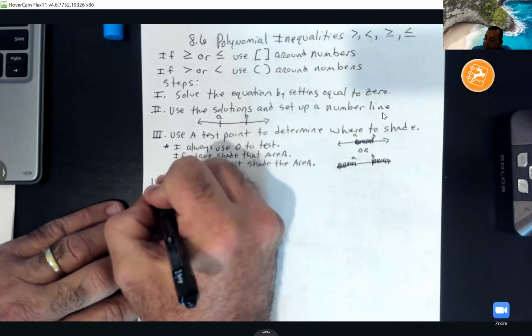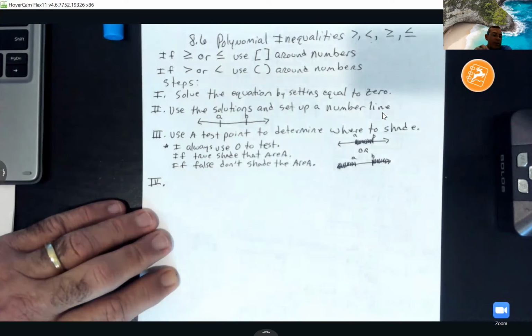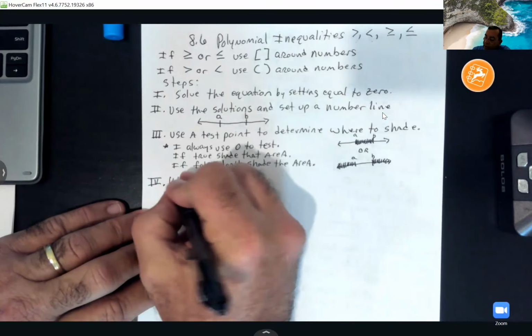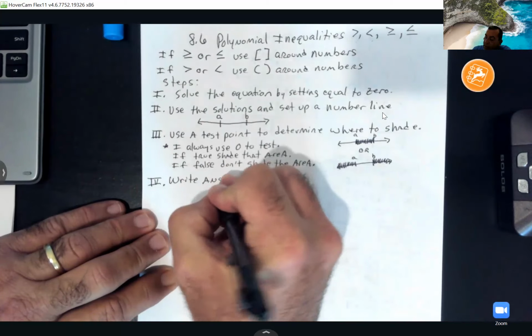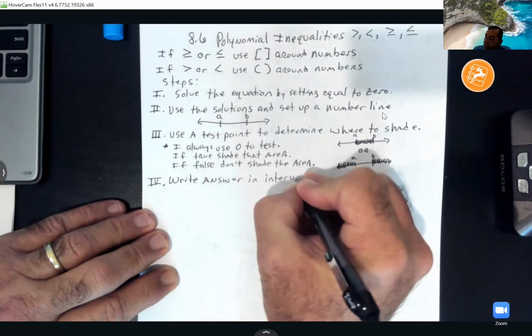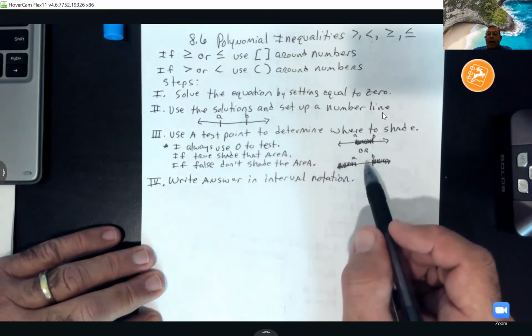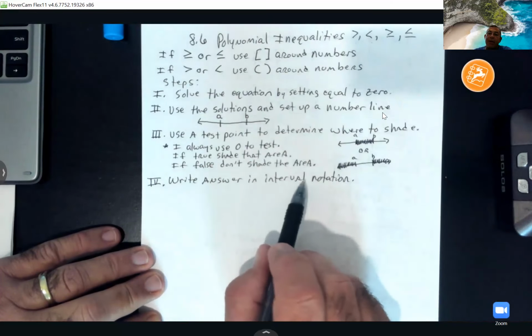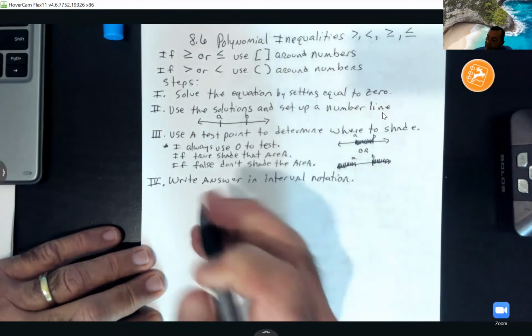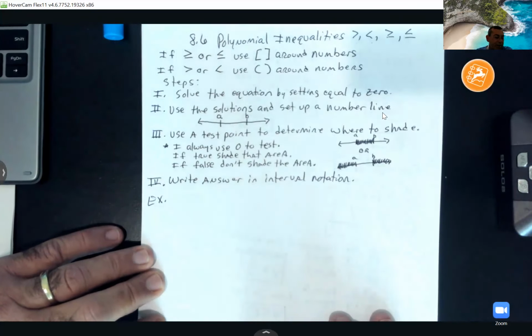All righty. Once we figure out where we're going to shade, we're then going to write the answer in interval notation. Watch, I'm going to do my number line with the brackets or parentheses, just like my interval notation. These aren't bad once you see me playing with some of these.